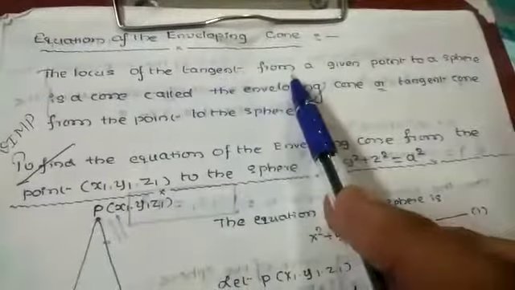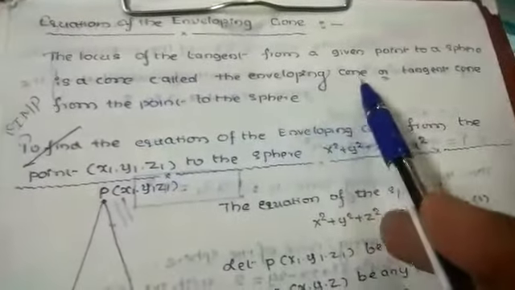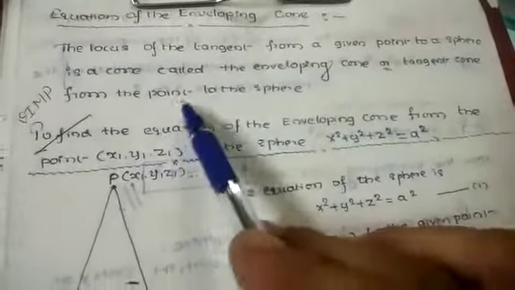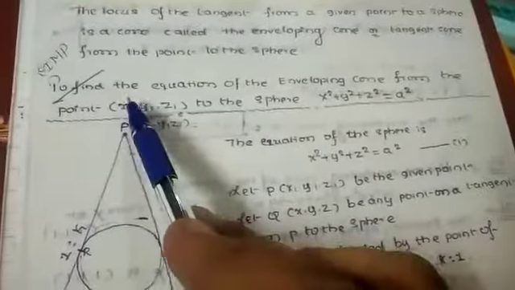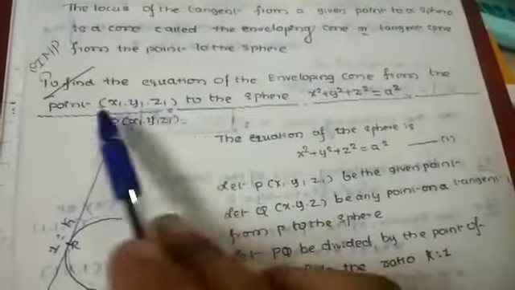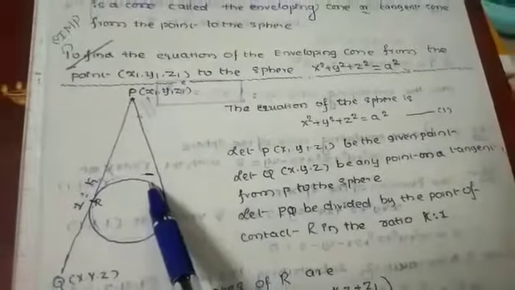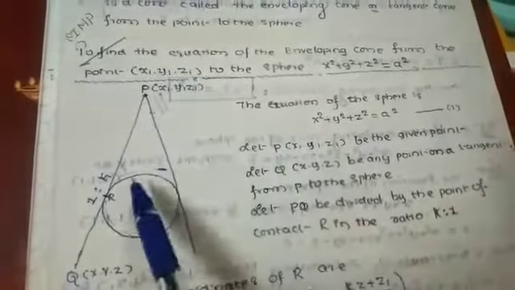The locus of the tangents from a given point to a sphere is a cone, so that is called the enveloping cone or a tangent cone from the point to the sphere. So the theorem statement: to find the equation of the enveloping cone from the point (x1, y1, z1) to the sphere. Here this is the given point P(x1, y1, z1), and this is the sphere.